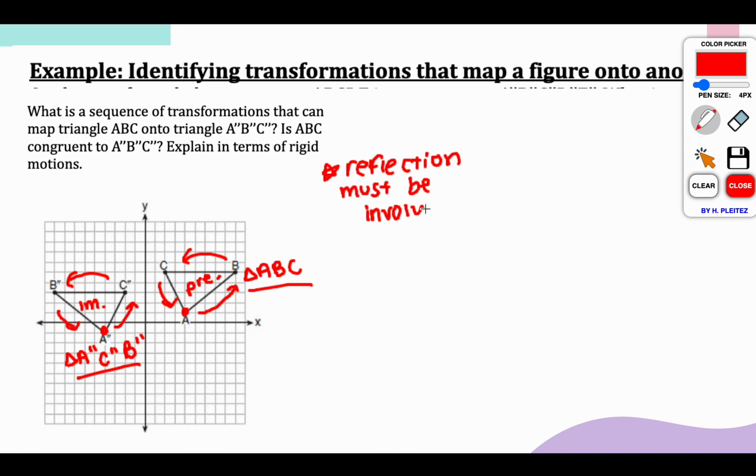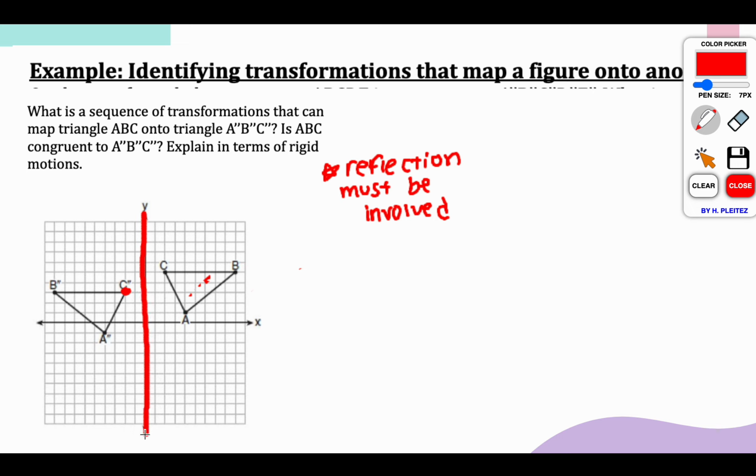Now, even if you didn't mark this all up, you can take a look at the points. C ends up being really close to the y-axis over here, and I can kind of see that a mirror image is created. It's not a perfect mirror image yet. Maybe we have to move the figure around a little bit. But to me, it looks like a sort of mirror image is being created.